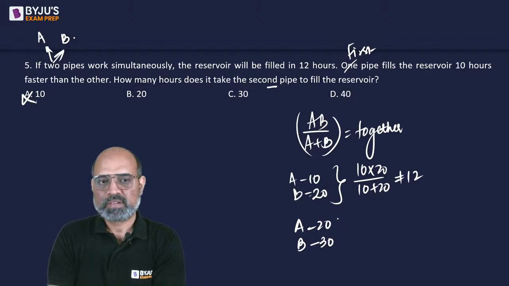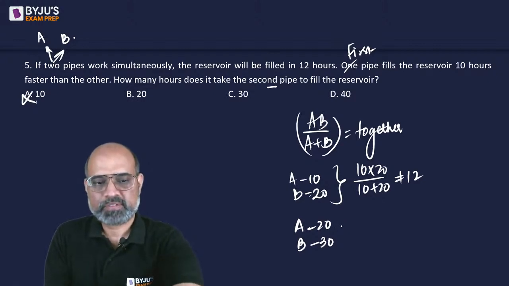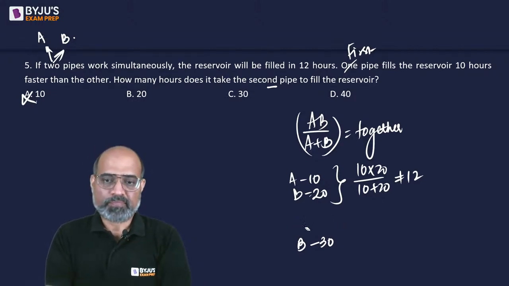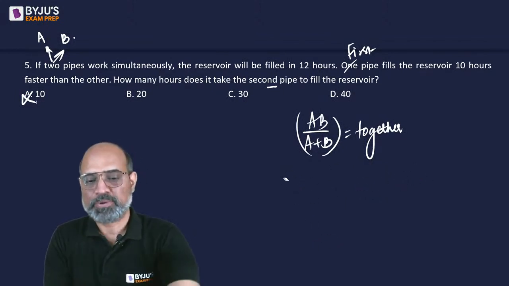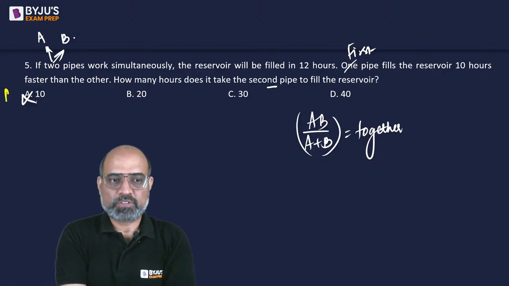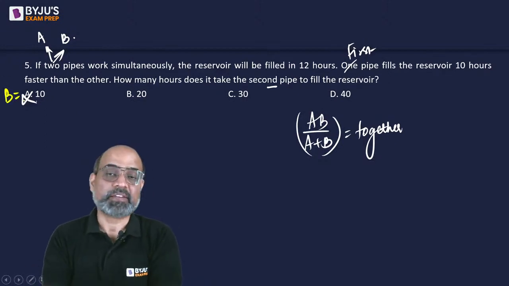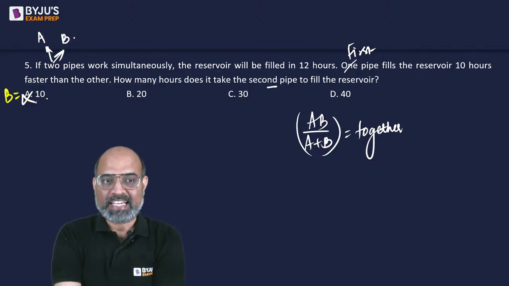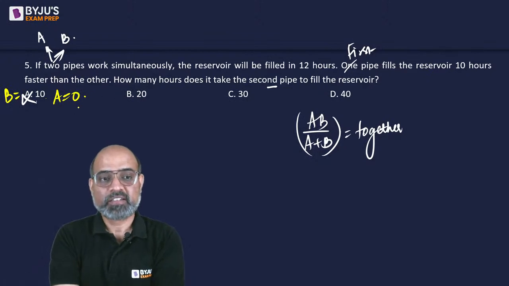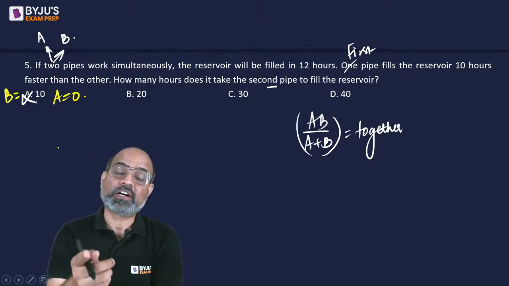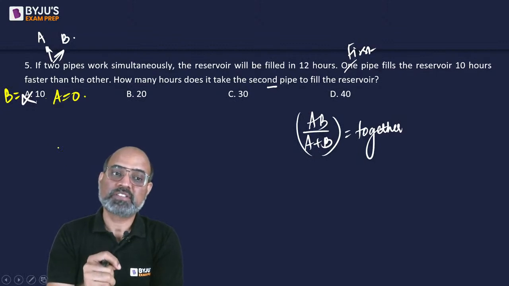Sorry. Yes, the zero one only makes sense, because in the options they are talking about the second pipe. So these are the values of the second pipe, the B. So if B takes 10, then A takes 0, right? Because the first pipe is 10 hours faster than the other. It says 10 hours faster, so 10 hours faster than the other.